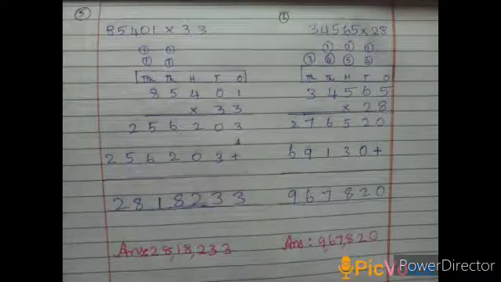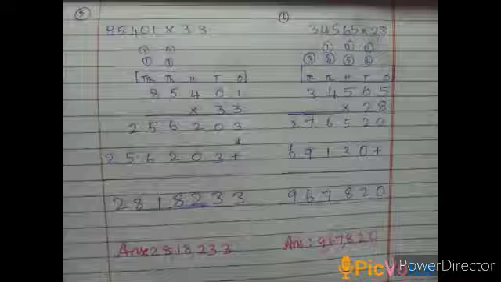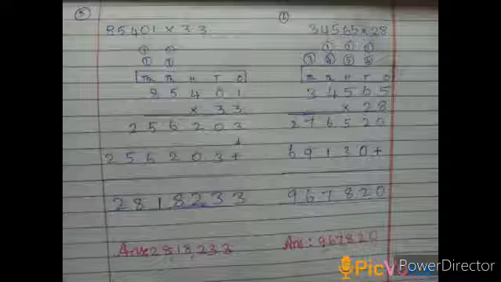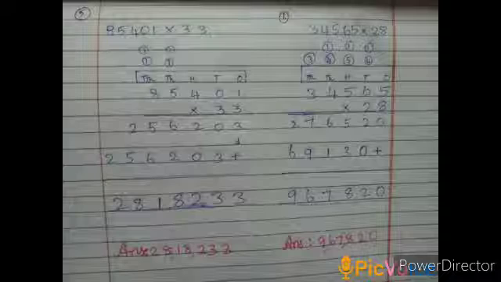Fifth sum, a 5-digit number multiplied by a 2-digit number. Write the number according to place value: ones, tens, hundreds, thousands, and ten thousands. 85,401 multiplied by 33. Now we are going to multiply by the ones place number. 1 3 is 3, 0 3s are 0, 4 3s are 12, 2 and 1 should be carried over. 5 3s are 15, 15 plus 1, 16, 6 and 1 should be carried over. 8 3s are 24, 24 plus 1, 25.